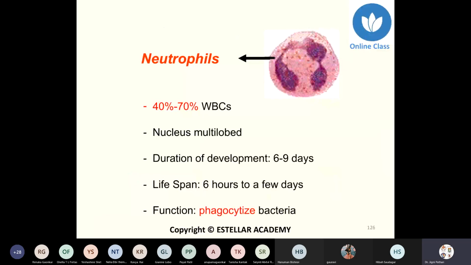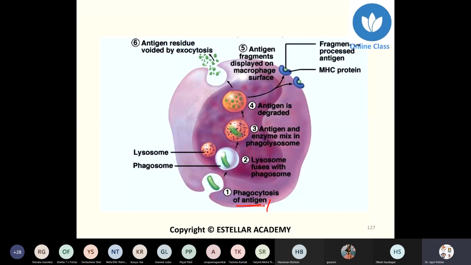Can you see the slide of phagocytes? First is phagocytosis of the foreign particle. Then the lysosome fuses with it. After that the foreign particles degrade, and after the degradation they are removed. All these things happen with the phagosomes. Did you get the point?